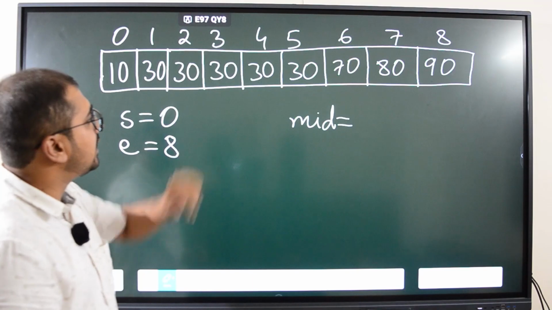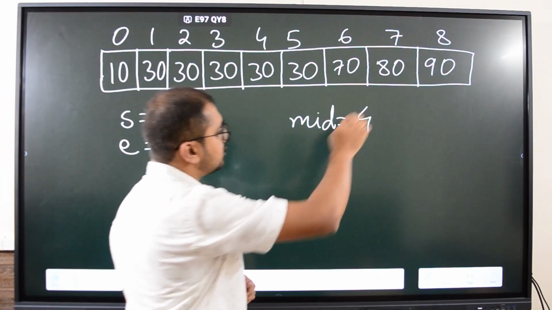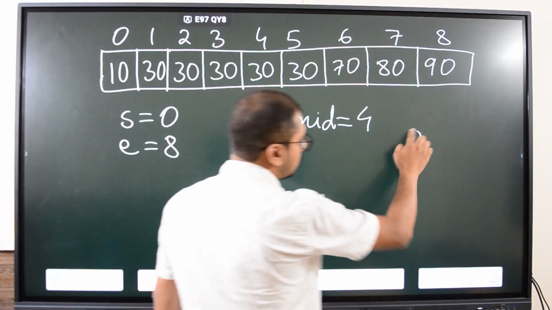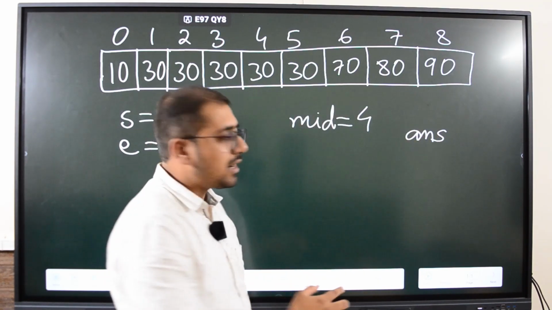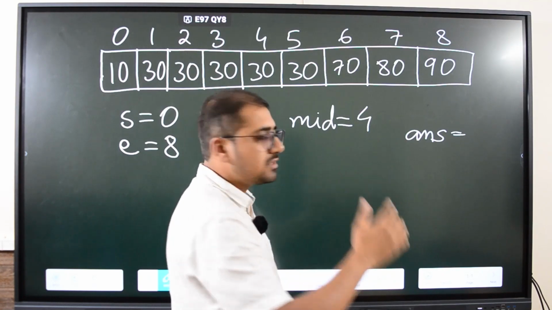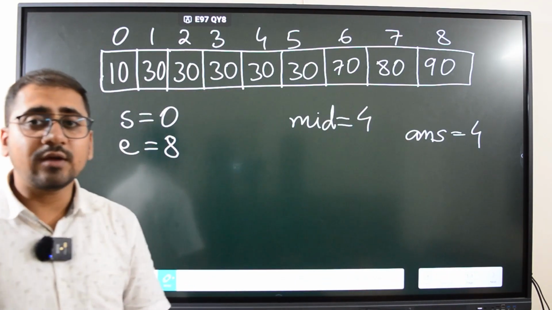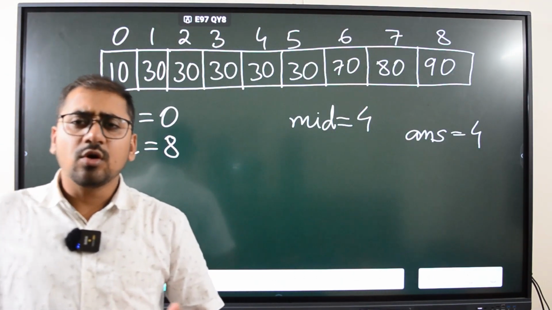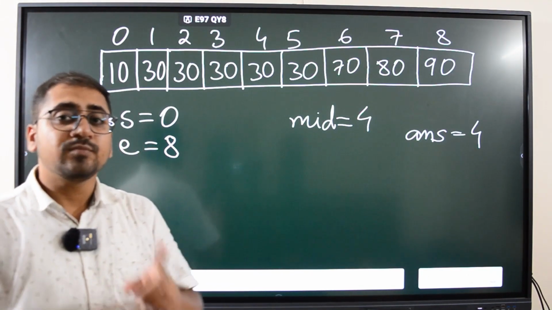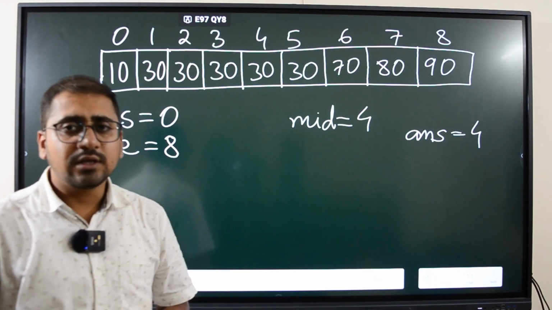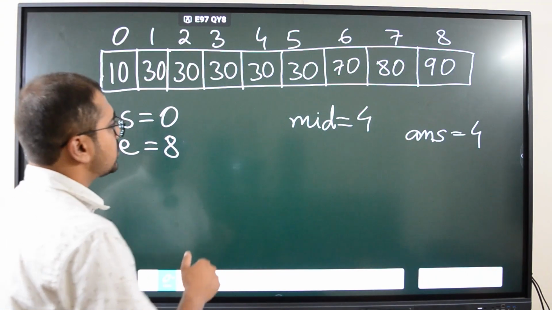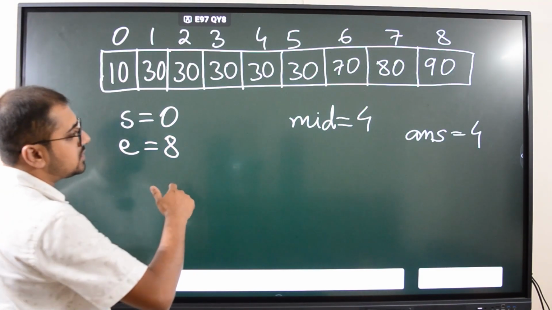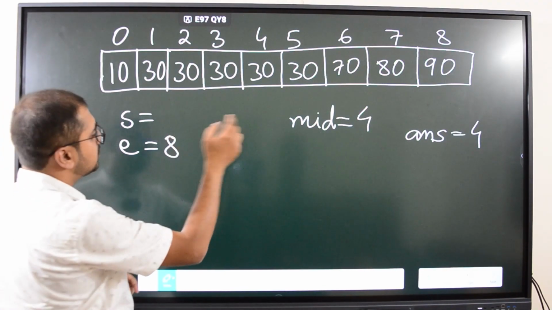Here the mid index is 4, and at the mid index 4 we found the value 30. The answer variable, which is stored by default as -1, will now change to 4. Now we are finding the last occurrence, and this might not be the last occurrence, so we have to go to the right side again. In case of first occurrence we were going to the left side, but in case of last occurrence we have to go to the right side. While going to the right side, the end remains the same, but the start index changes to mid plus 1.